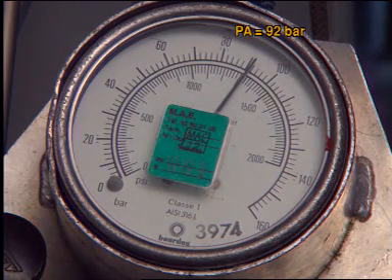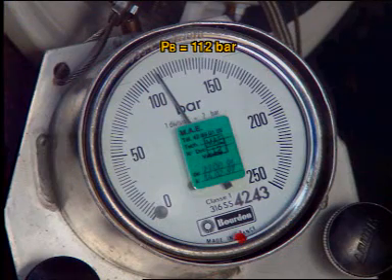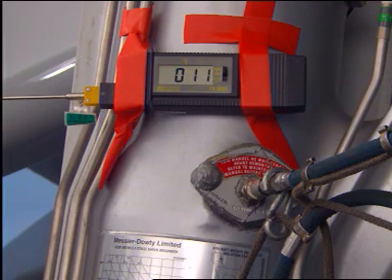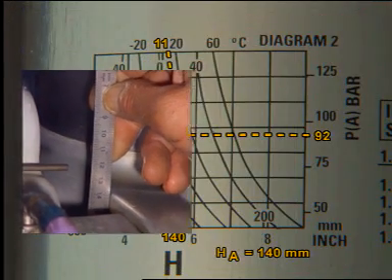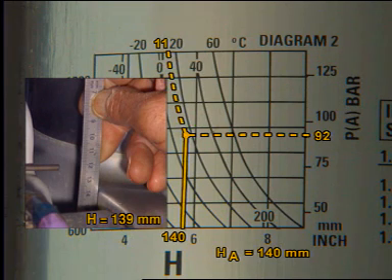After 5 minutes, open the top and the bottom charging valves. Read and write down pressures, the temperature, the dimension H. Using the pressure and the temperature, find the correct dimension H in diagram 2 and make sure that this value is equal to the previous measured value, plus or minus 1 millimeter.